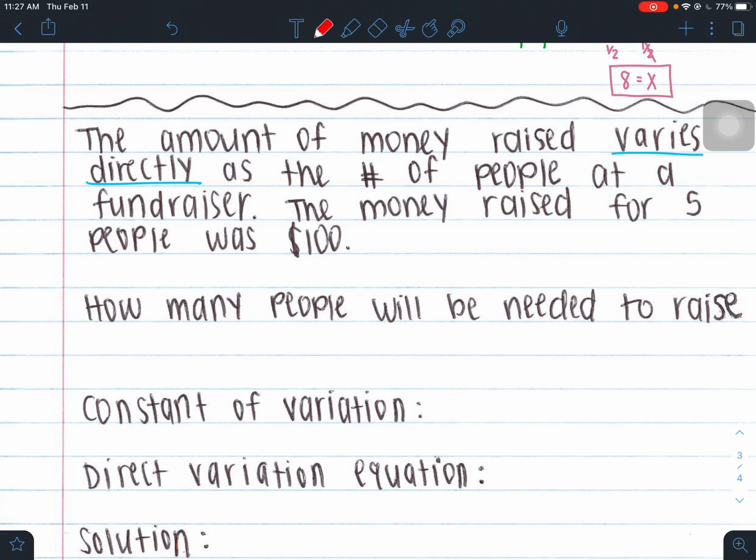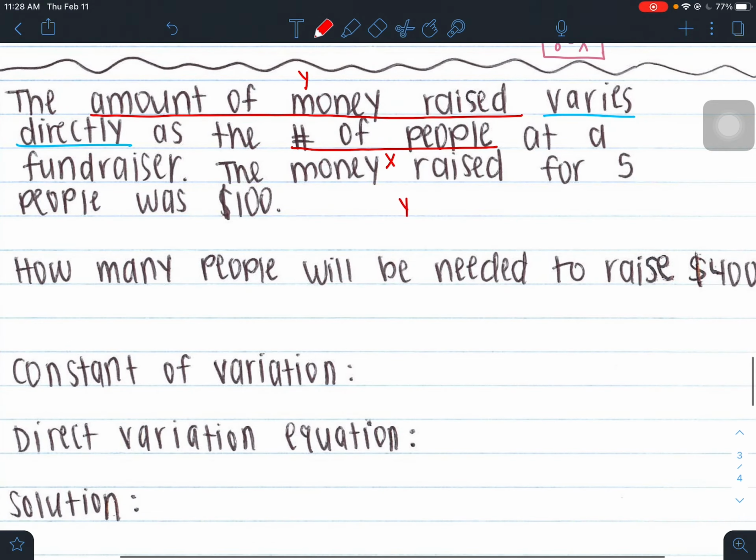Okay, so the amount of money raised comes first. So that's going to be our y. Y always comes first. Y varies directly with x. It says the amount of money raised varies directly with the number of people. Well, the number of people is going to be our x. So the amount of money raised, y, varies directly with the number of people, x. So I'm going to go ahead and write that first. So y is going to be the money raised, and x is the number of people.